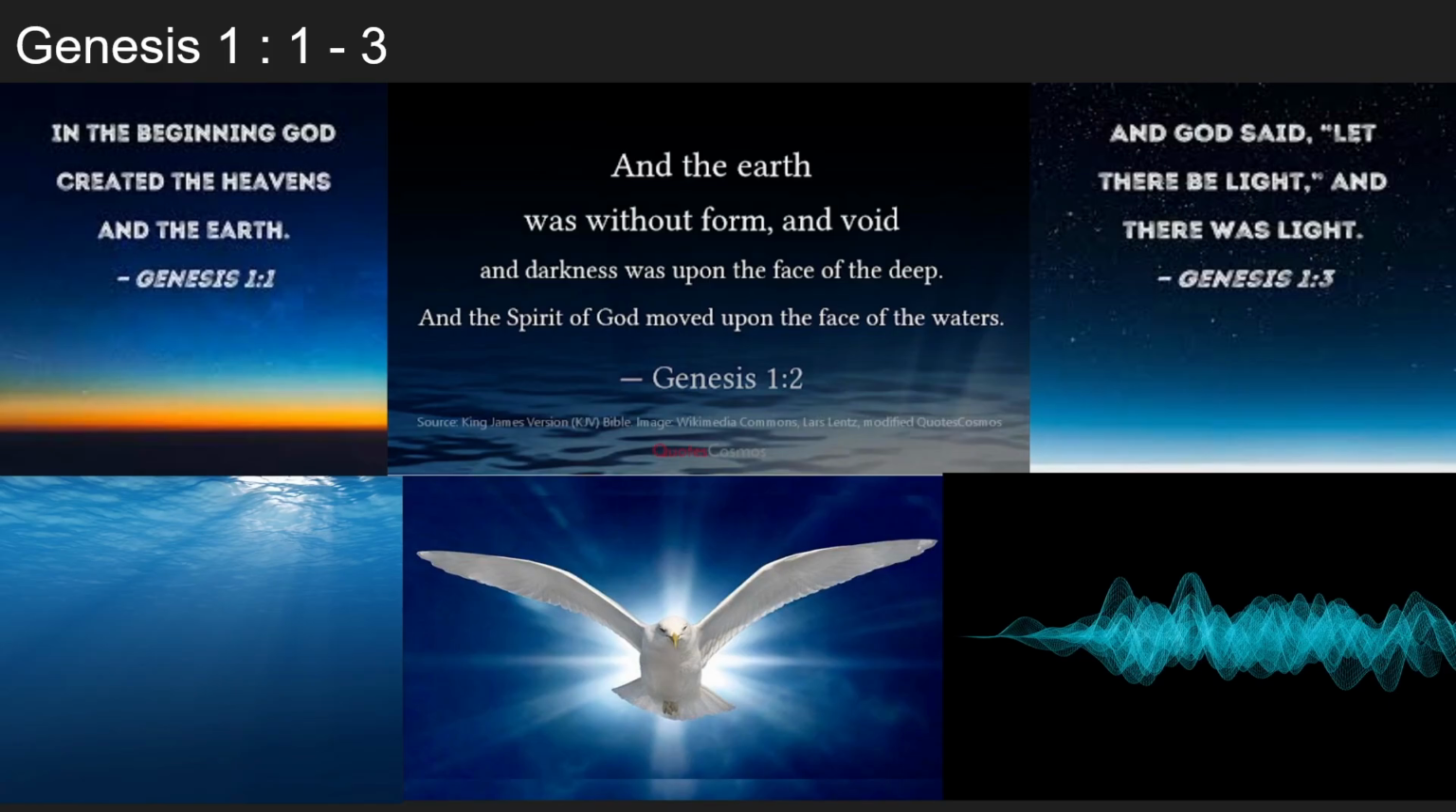And then God says, "Let there be light." And there was light. The breath is the magnetism. The light is the electricity. Electromagnetism are inseparable from one another.